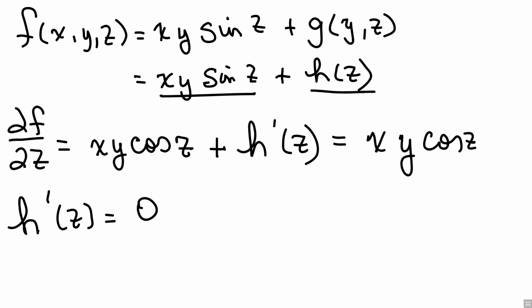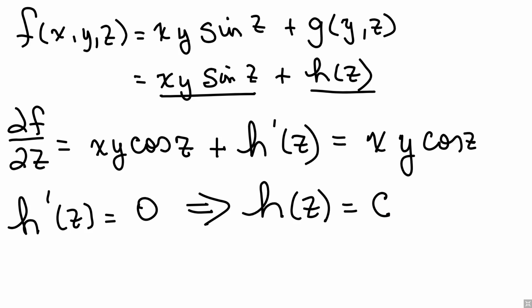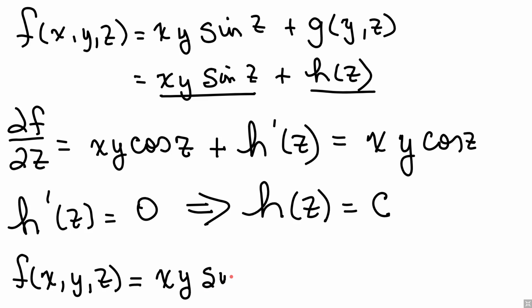Is equal to 0. So now when I integrate, that tells me that h of z is going to be equal to what? C. Okay, so our potential function is going to be xy sine of z plus c. Any questions?